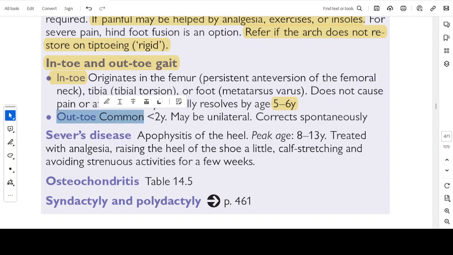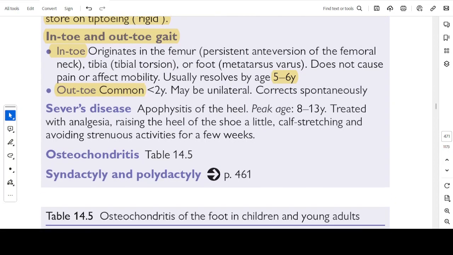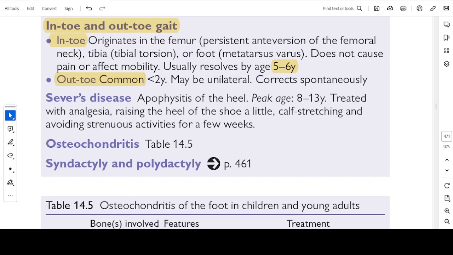Out-toeing is common in less than 2 years of age, may be unilateral, and corrects spontaneously. So out-toeing you don't have to bother at any age, and in-toeing you should bother when it is not resolved after 5 to 6 years. Usually it will resolve by 5 to 6 years.